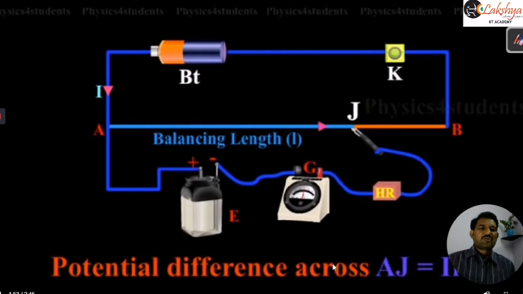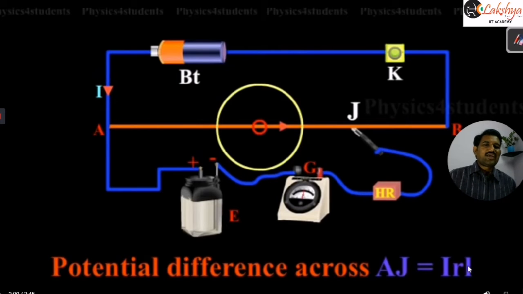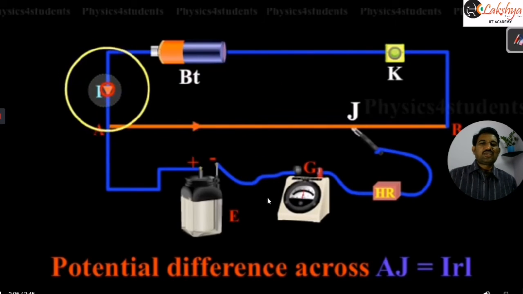Now the potential difference across this AJ we can write as IR into l. Here I is the current flowing in the primary circuit, and R is the resistance per unit length of the wire. So this value IR represents the potential gradient. The potential difference across this is shown by IR into the balancing length. As the galvanometer indicates zero reading, the potential difference across this must be equal to the EMF of this cell here.